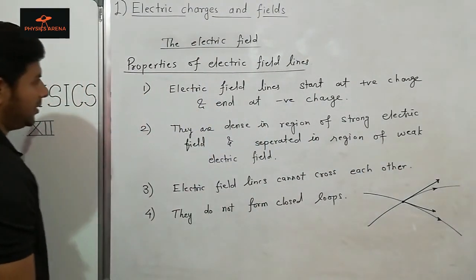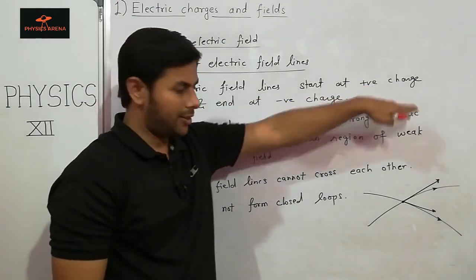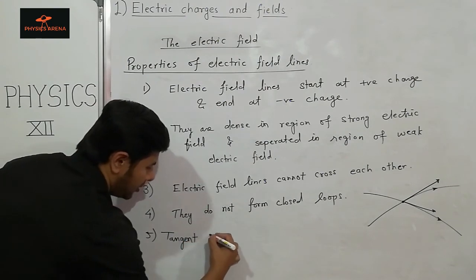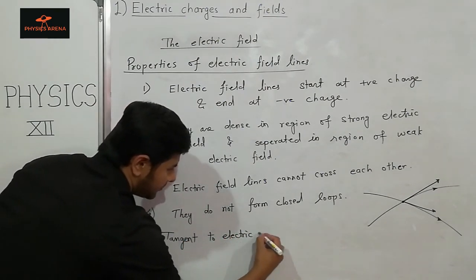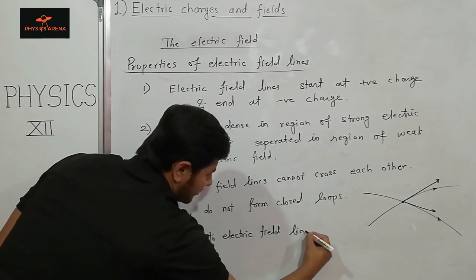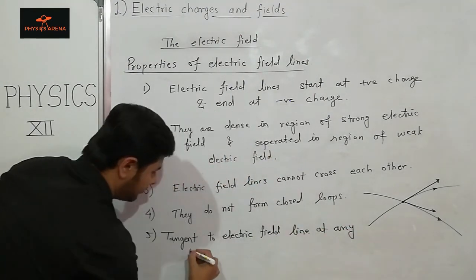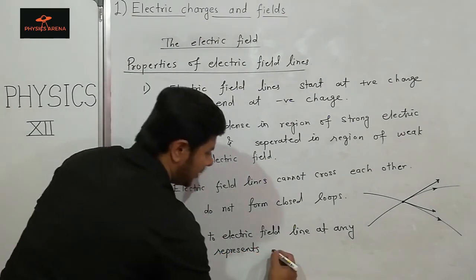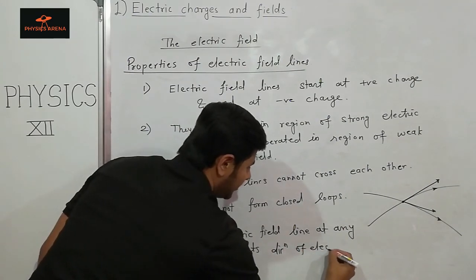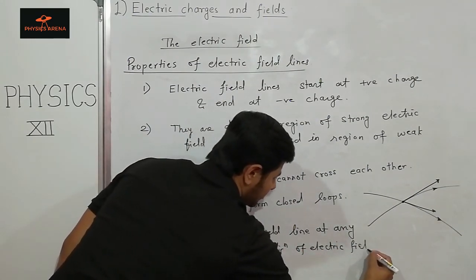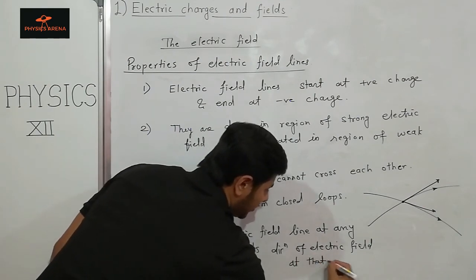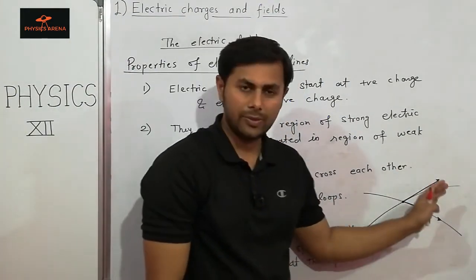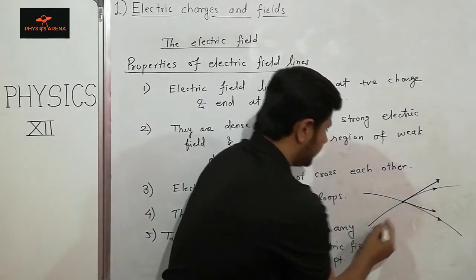Okay, that is another property. Actually, I should have written it here at the top. So the tangent to an electric field line at any point represents the direction of electric field at that point. It's because the direction of electric field line and the direction of the tangent at any point will be identical.